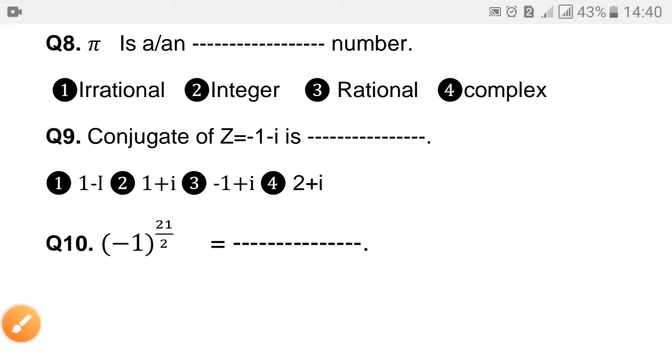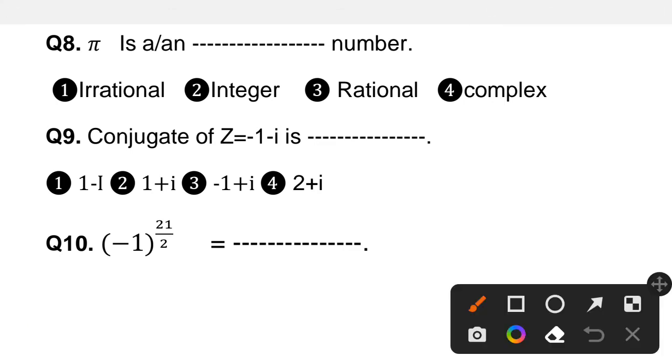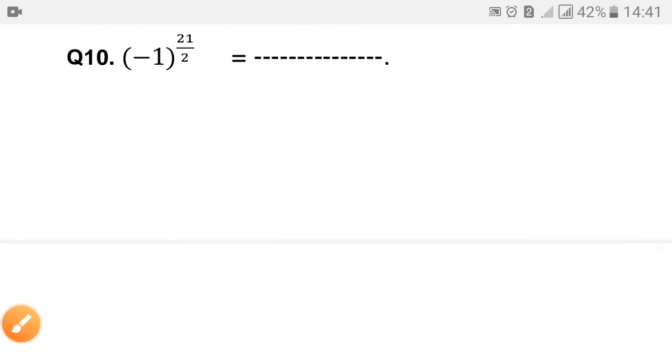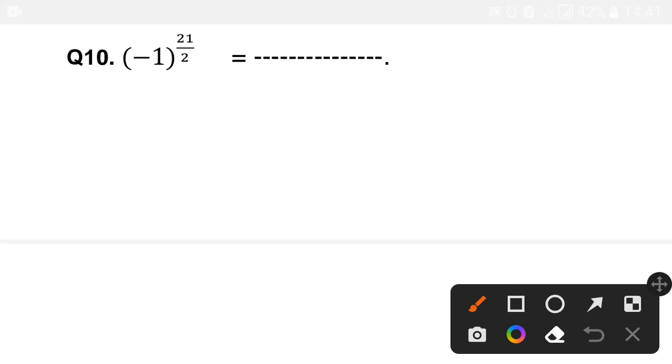So the conjugate of z is equal to minus 1 minus iota, which is minus 1 plus iota. Minus iota will be changed into plus iota. So option number 3 is right. And question number 10, we are asked to find out the value of minus 1 power 21 over 2.